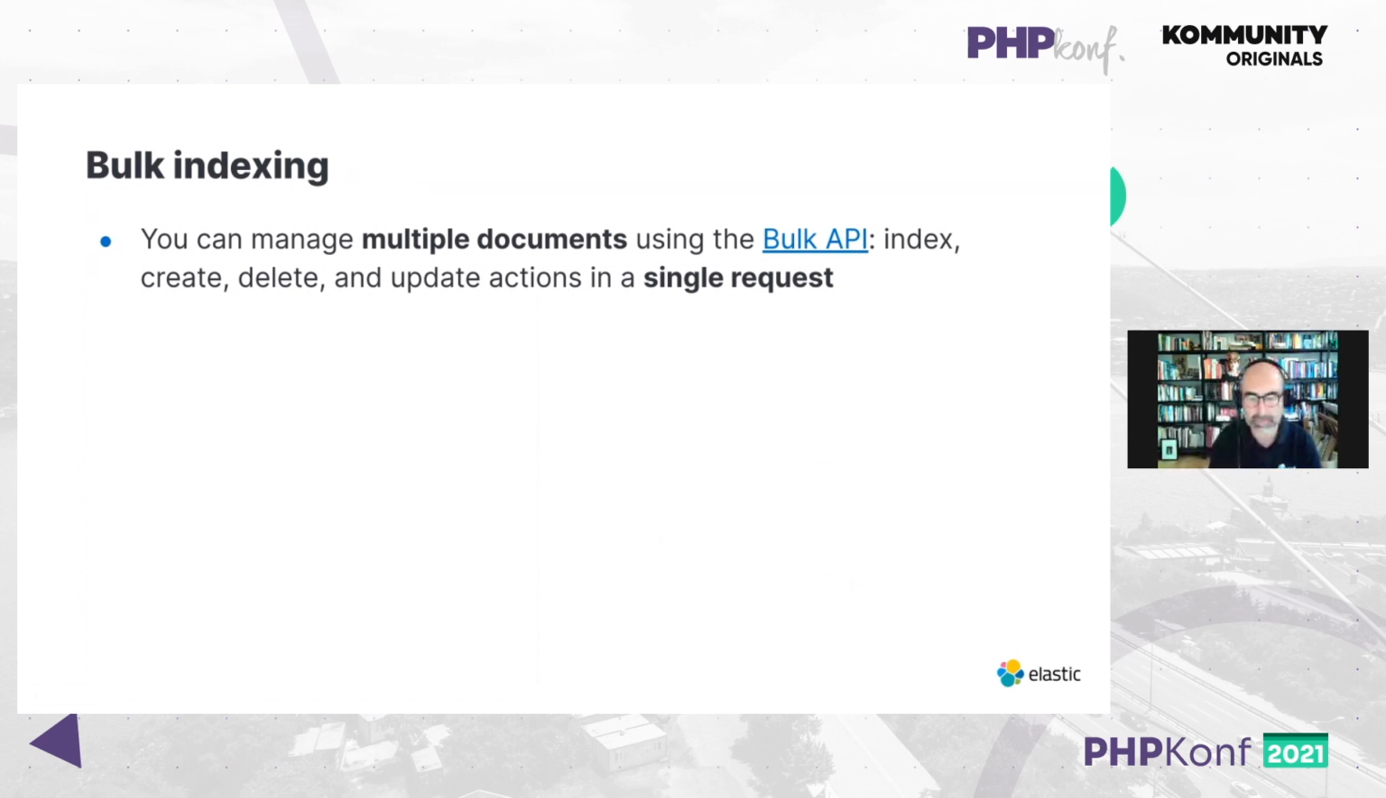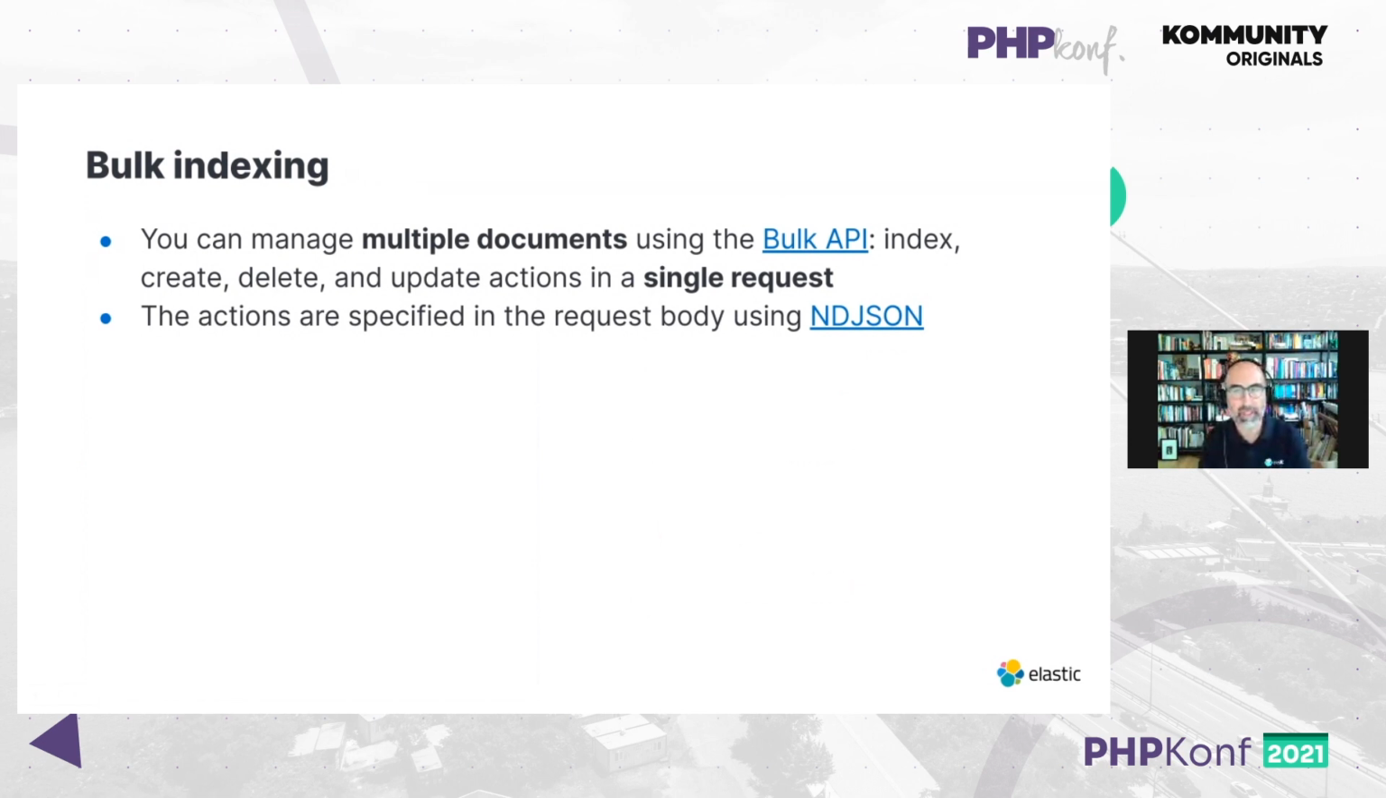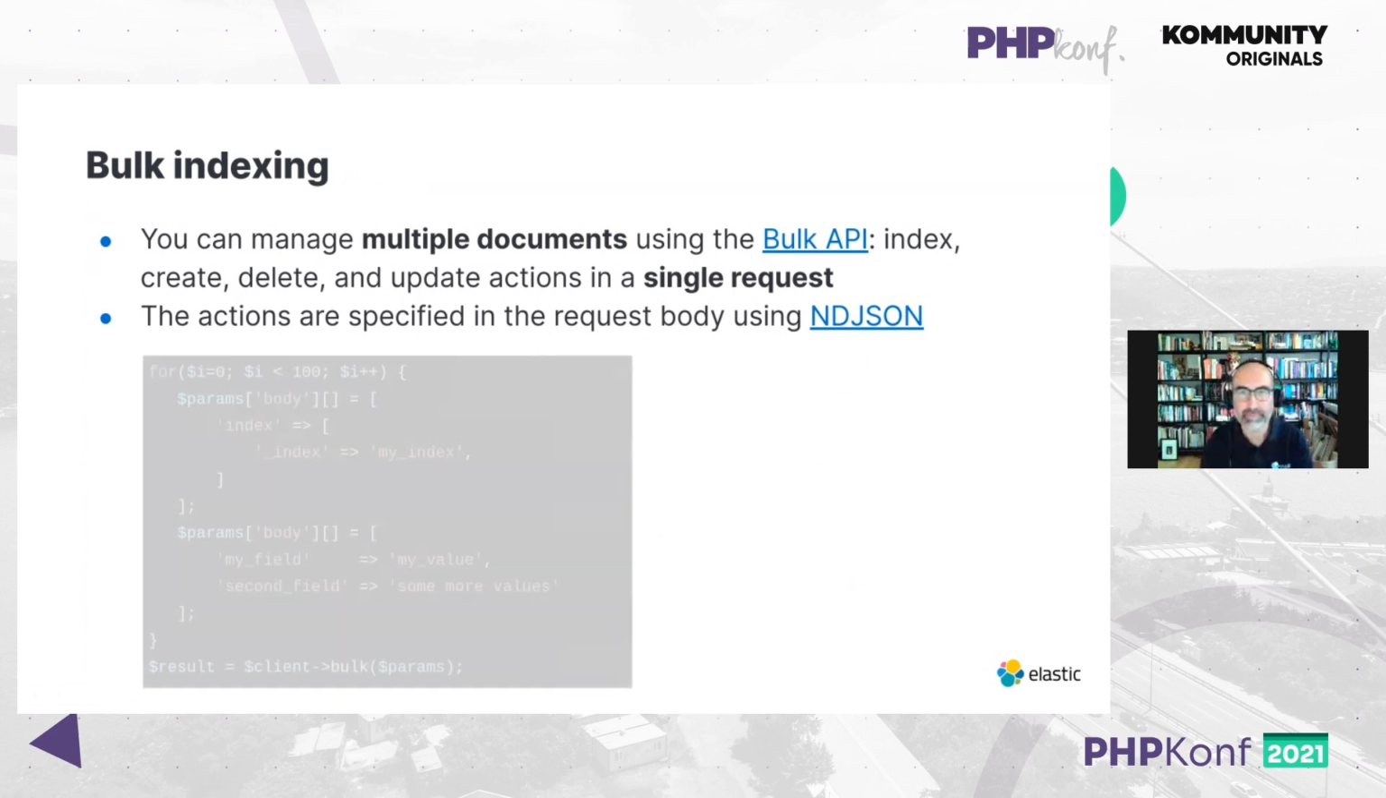In order to perform this, technically, we use NDJSON. That is a special JSON format that gives you the possibility to specify multiple JSON documents. Basically, it's a JSON, then you have a carriage return, and another document. So multiple documents separated by a return.